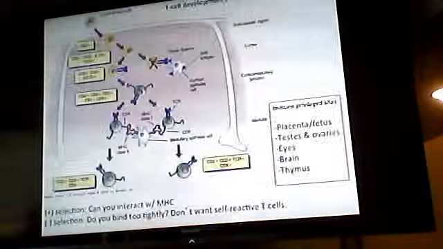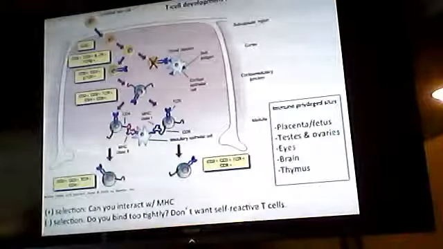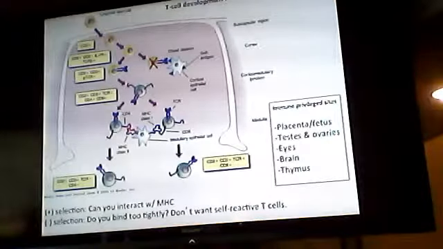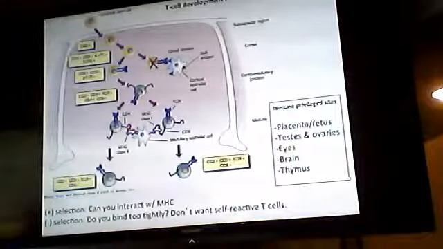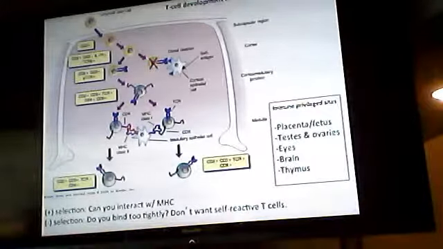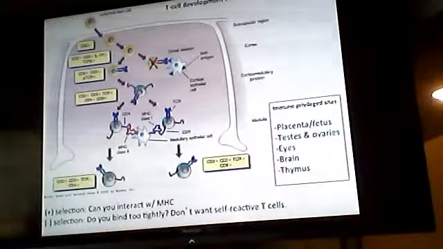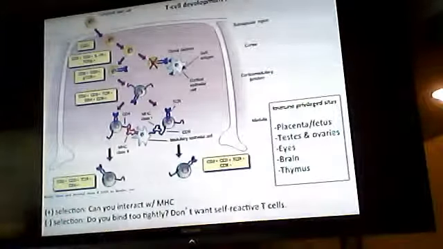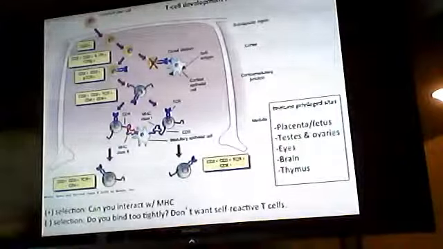Okay. T cells develop in the thymus. You have two types of selection, positive and negative. Positive selection means, can you interact with an MHC or not? Negative selection means if you do interact, you bind too tightly, or you don't want self-reactive T cells, basically. So if you bind too tightly, we don't want you, okay?